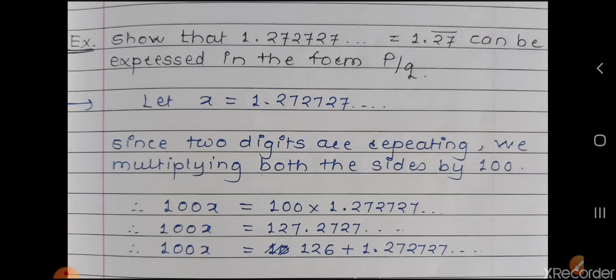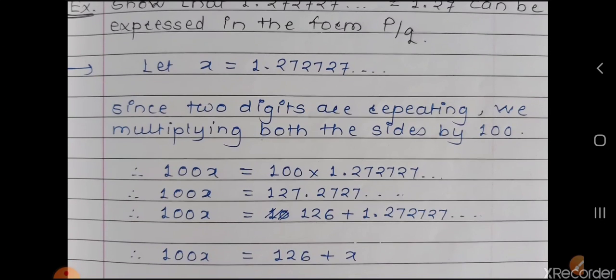Therefore we get 100x, which is equal to 100 into 1.272727 and so on. Therefore 100x is equal to 127.272727. So we have to write this number in the form of a plus x. Here a means any number.